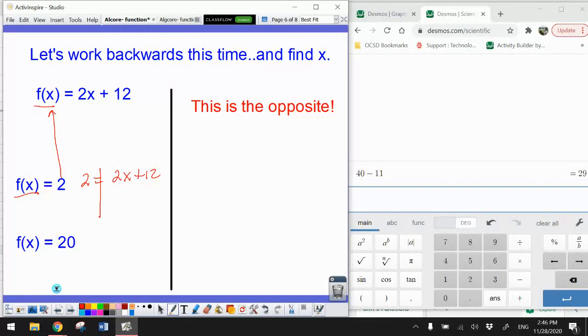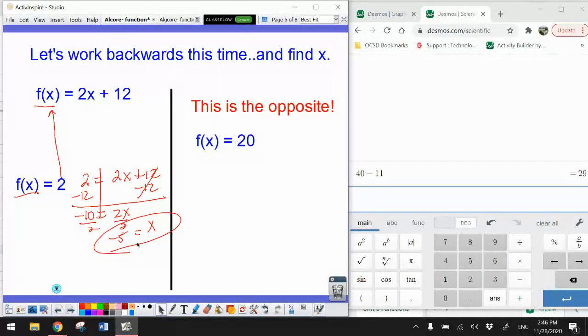So to solve for x, I know I need to subtract my 12. This is going to go away. 2 minus 12 is negative 10. And I divide by 2. x is going to equal negative 5. So there is my answer when I'm looking for f of x equals 2. Okay, let's try f of x equals 20.